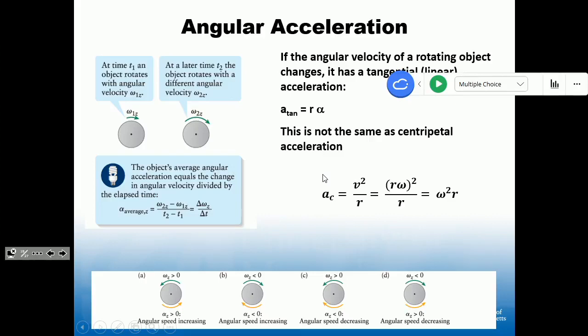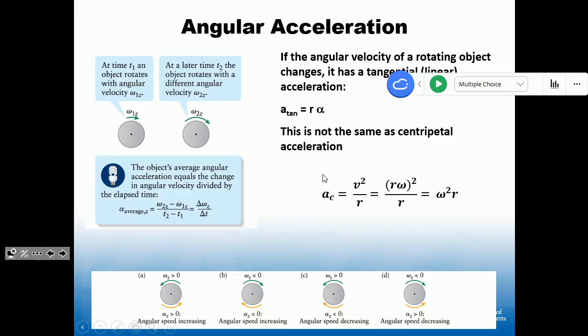Okay. But what about the part where it's just spinning at a constant rate? Omega is not changing. During that portion, alpha is 0. If omega is not changing, delta omega over delta t is 0.